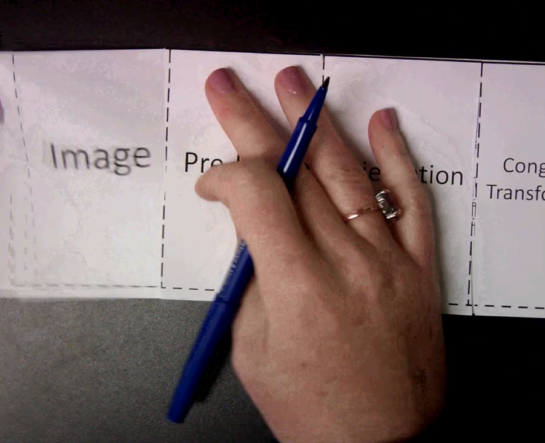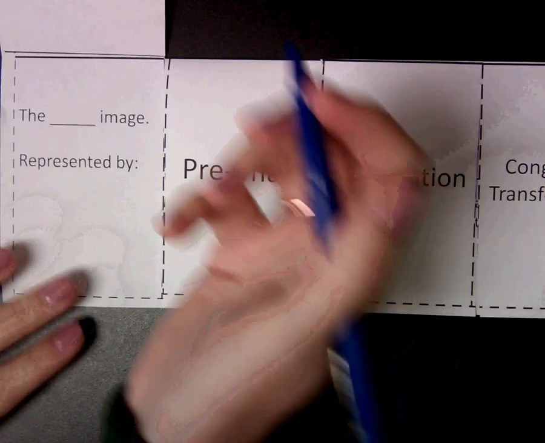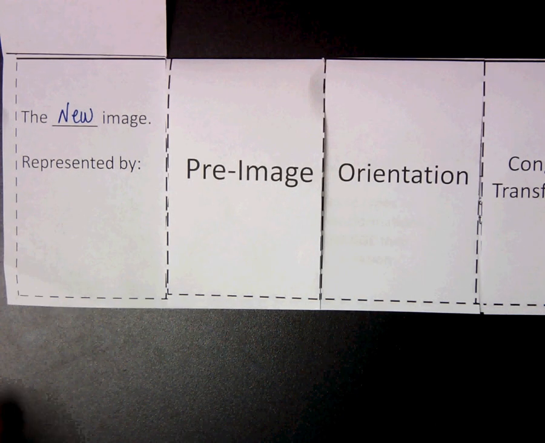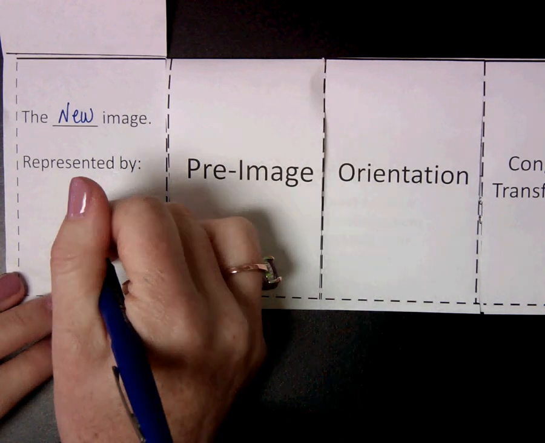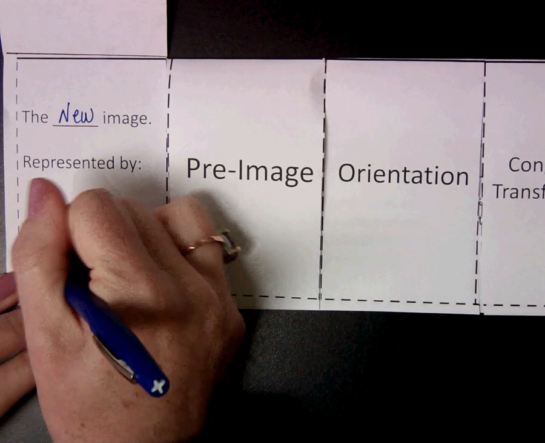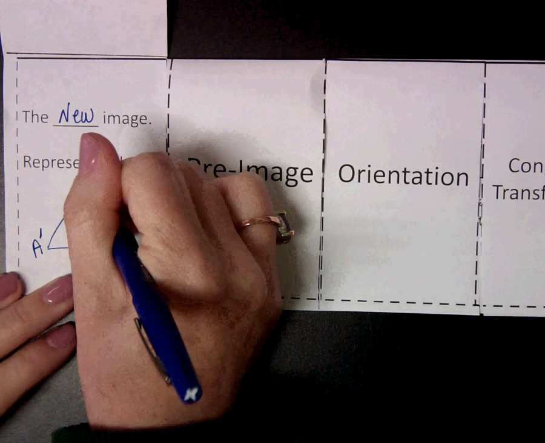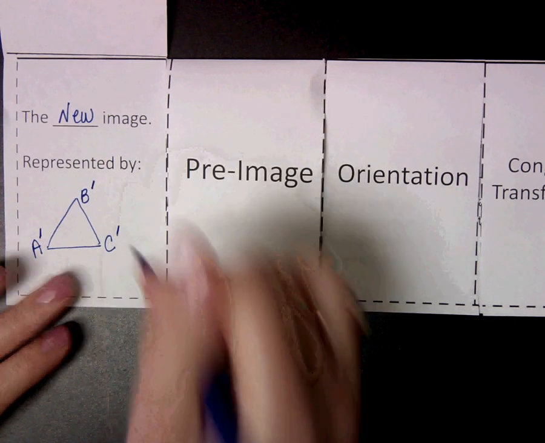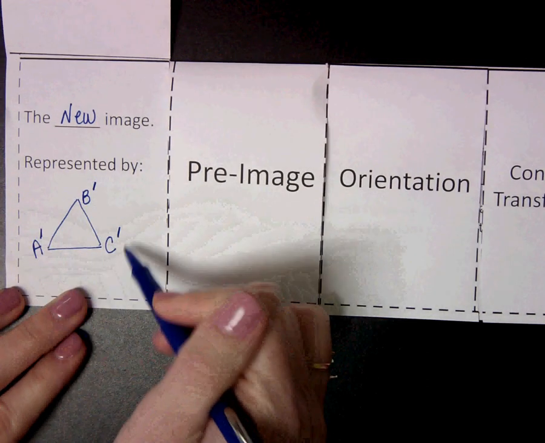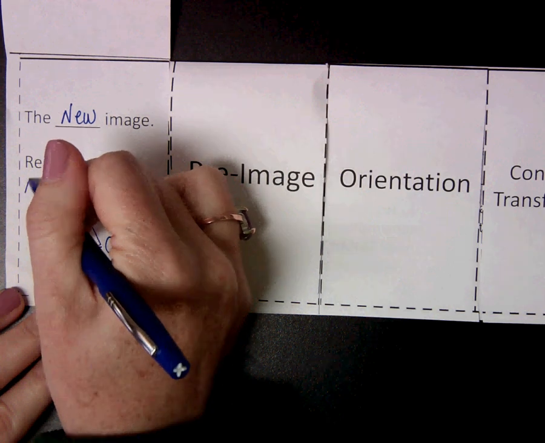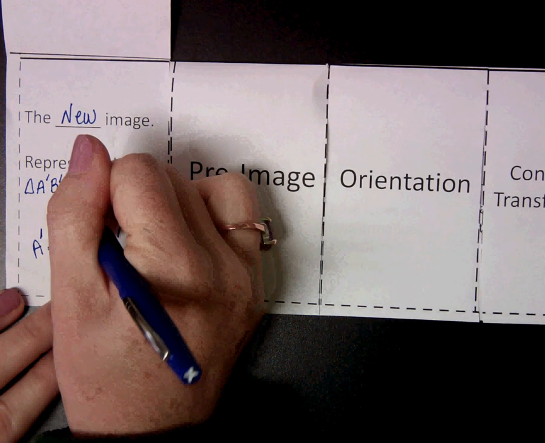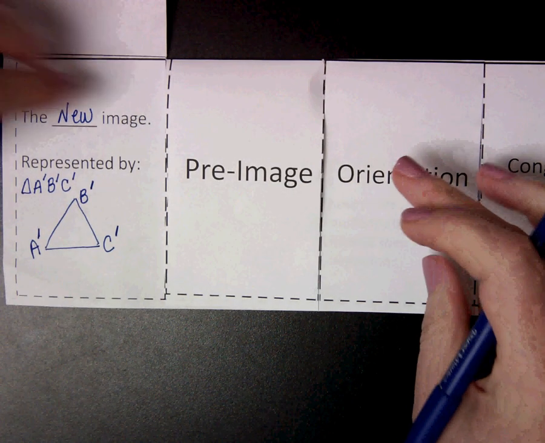The image is the new image that we look at. If I was looking at triangle ABC and I was doing something to it, the new image would be represented with these prime markings. You see how I'm putting kind of like an apostrophe up there? Those are prime markings. So I would know that this is the image because of those markings. And so triangle A prime, B prime, C prime. So that's how we know that's the new image.